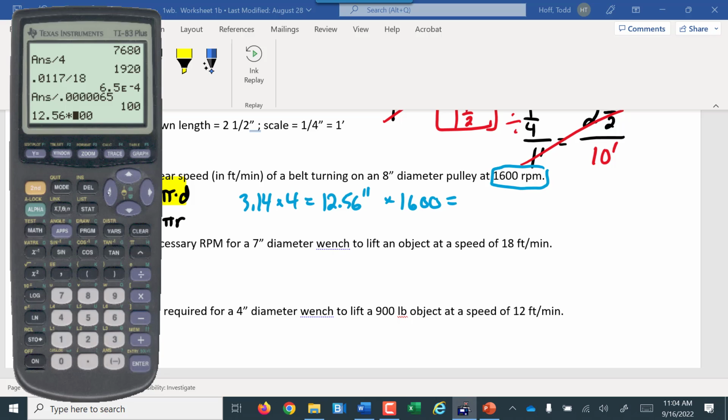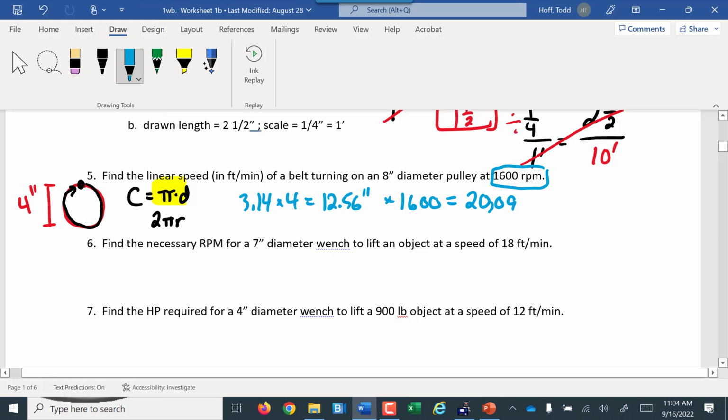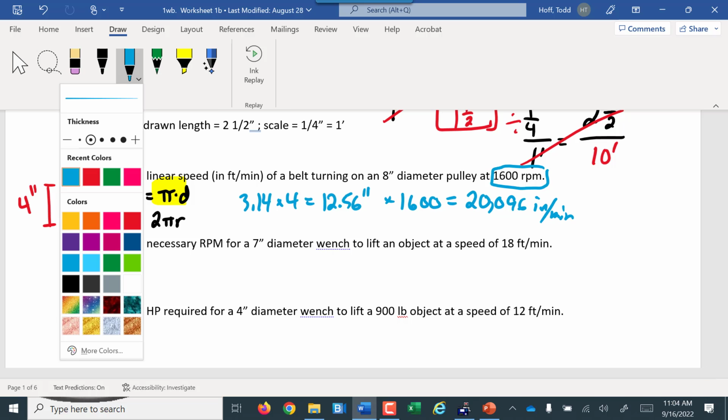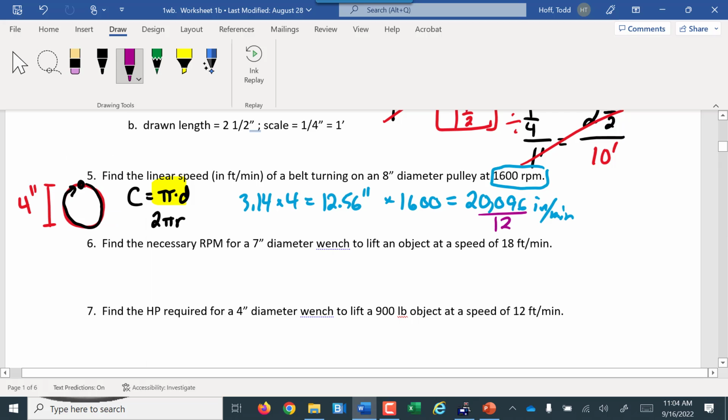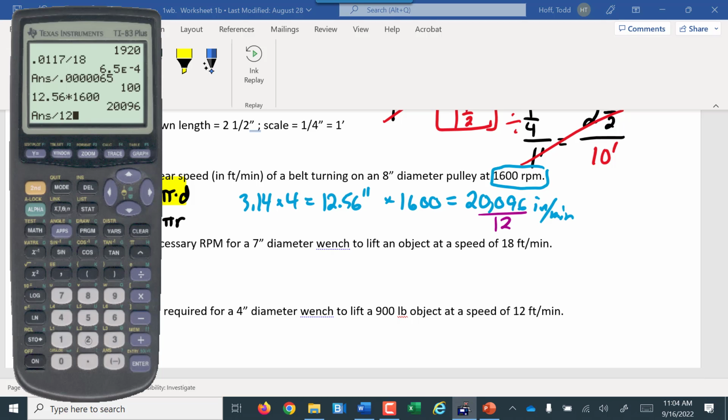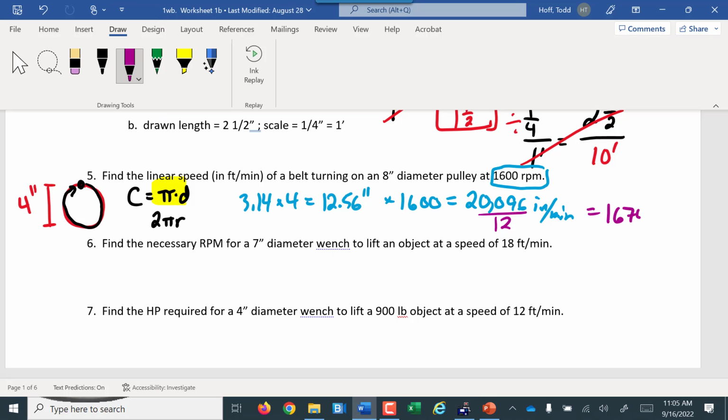Oops, got my one in there. Giving us 20,000 inches. Speed is usually not measured in inches per minute. It's usually measured in feet per minute. So this is inches per minute right now. How do we convert that to feet per minute? Divide by 12. Giving us 1,674.67 feet per minute.